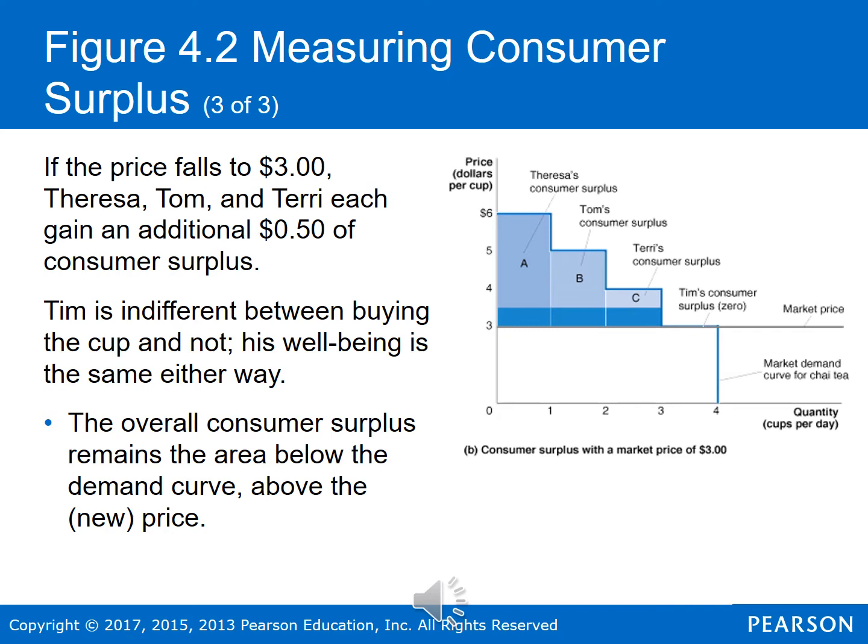So now at this point, Tim values a cup of tea at $3, and he's being charged $3 for a cup of tea. So Tim is going to be indifferent between buying this cup of tea or not. His well-being is going to be the same no matter what he chooses to do, because he values the good at exactly the market price. So he has no consumer surplus. If he chooses to purchase the tea, he'll be purchasing it for exactly what he values. So he'll be trading something for something else that he believes are of the same worth. So there's no consumer surplus going on there. In this case, the overall consumer surplus remains the area below the demand curve and above the new price. So just like we saw in the previous example.